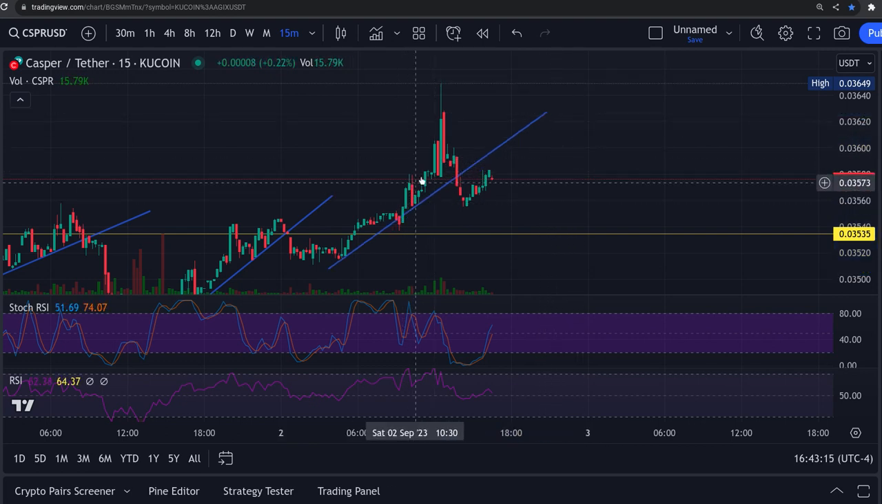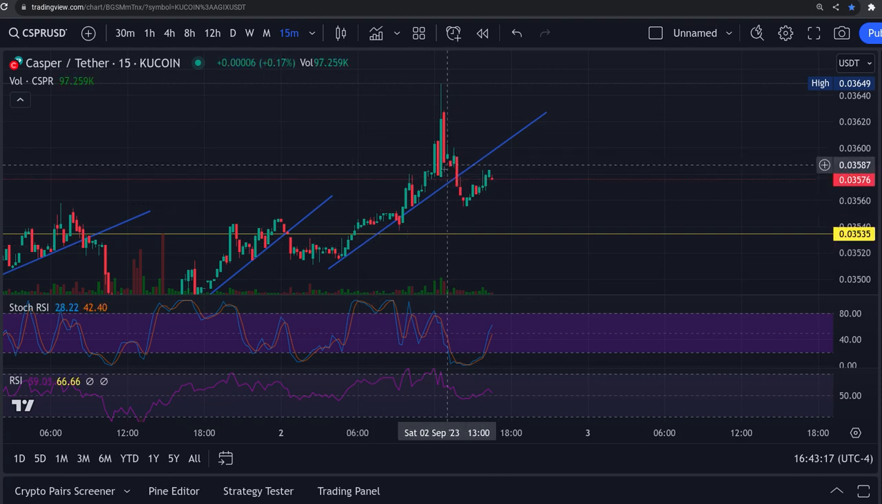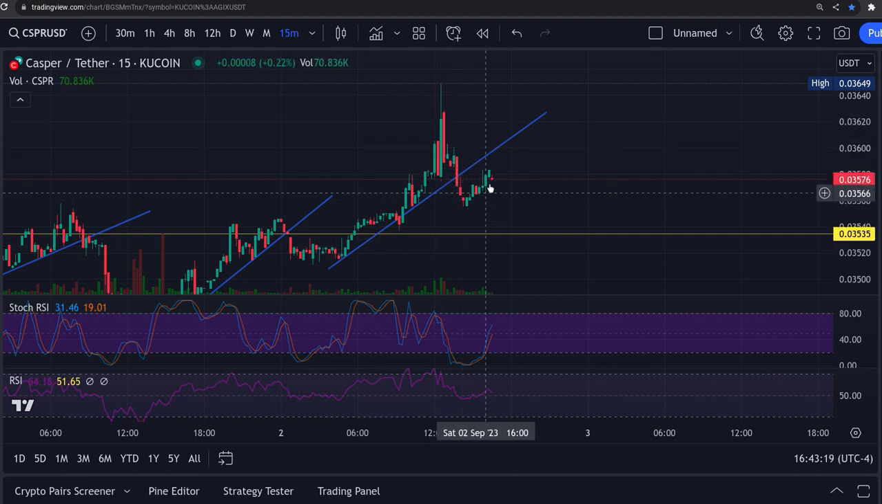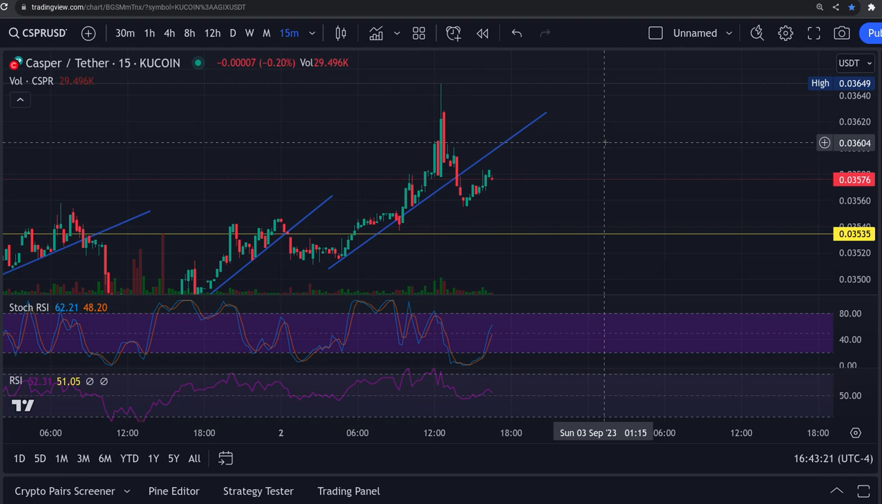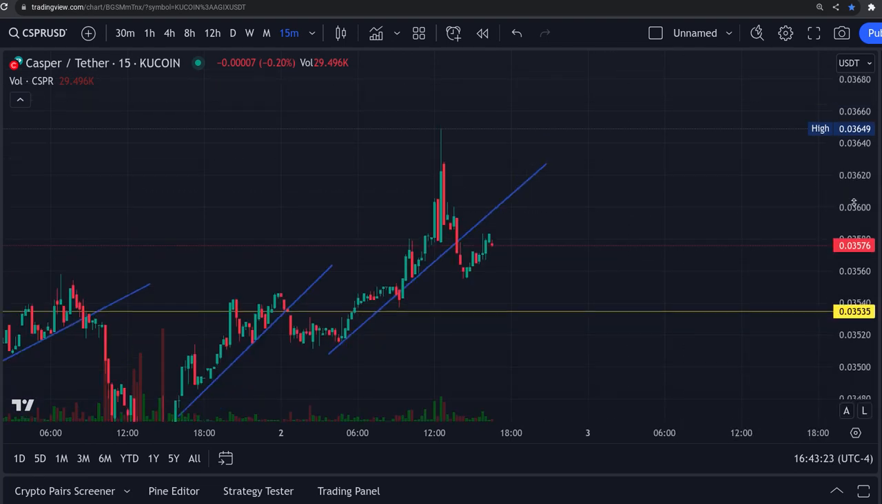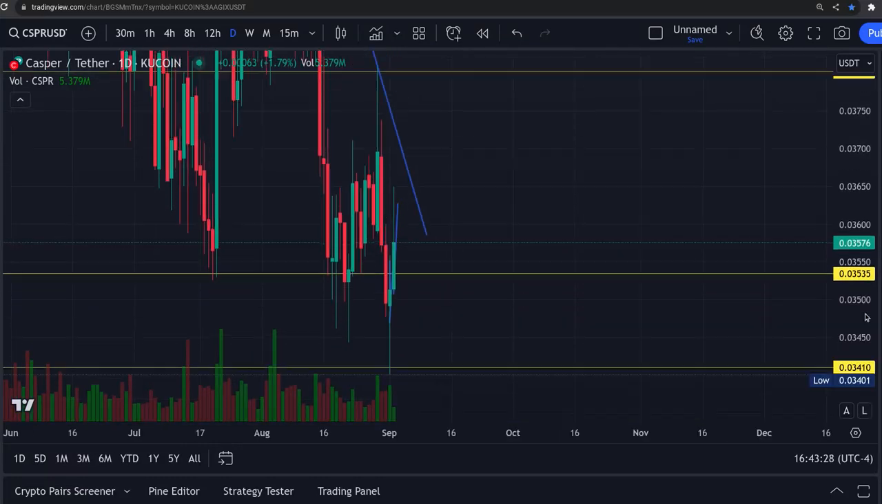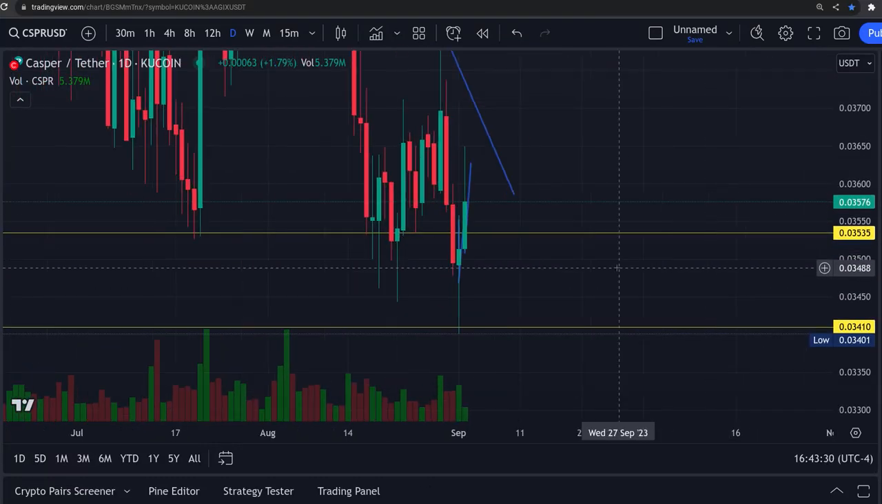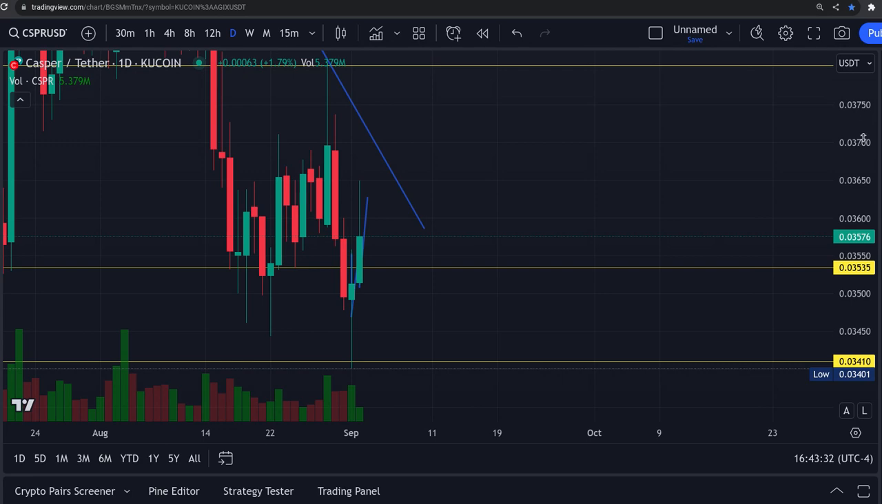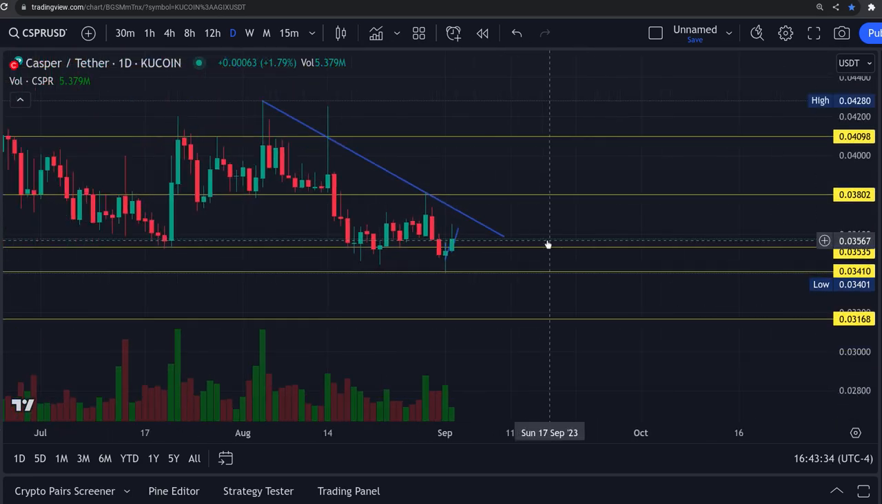This ran up. Once it broke this line, something has changed. It's getting a bounce up here, but what's going to happen after that? Let's see what's going to happen here. We got the daily. Let's look at this daily RSI. Let's see what's going on here.